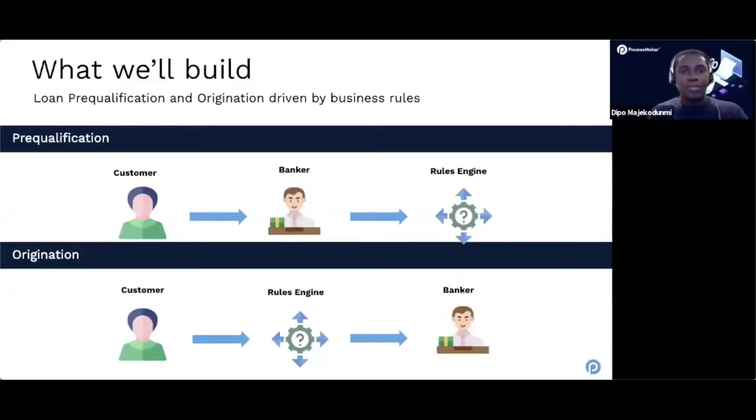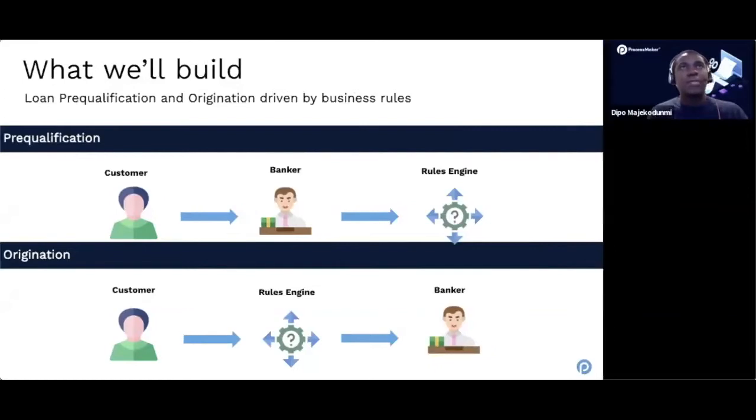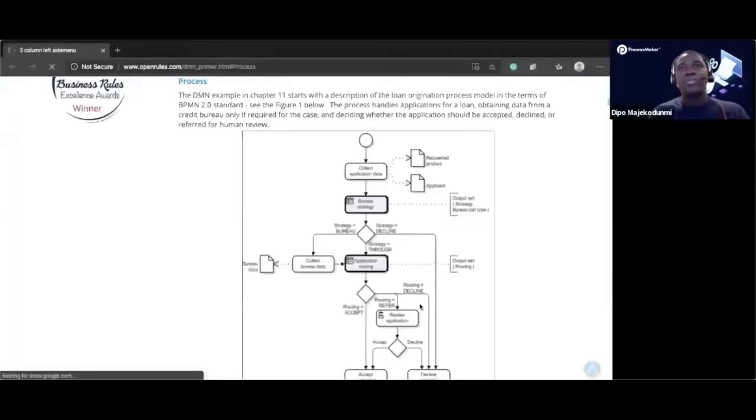For the process we're building, we borrowed the process from the OpenRules DMN primer, which basically shows a BPMN process that collects the application data, sends it to the bureau, and depending on the strategy that we decide whether we're going to collect bureau data, we'd call an external service and then decide how to route the request, either sending to the banker to review, which is a refer decision, or decline the request outright, or accept the request.